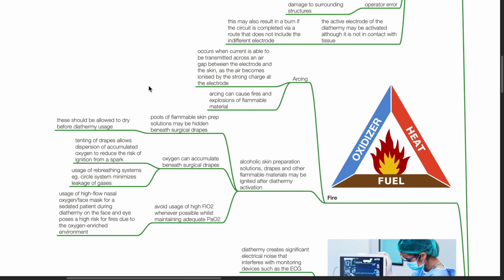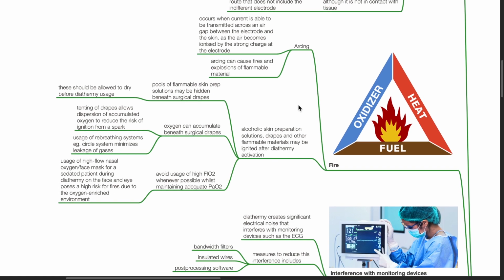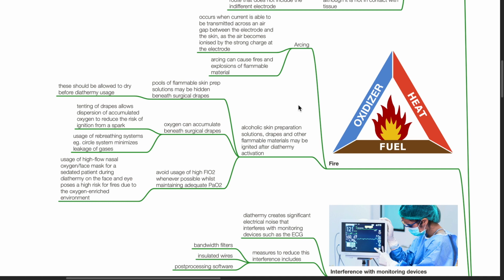Fire. Arcing occurs when current is able to be transmitted across an air gap between the electrode and the skin as the air becomes ionized by the strong charge at the electrode. Arcing can cause fires and explosions of flammable materials. Alcoholic skin preparation solutions, drips, and other flammable materials may be ignited after diathermy activation. Pools of flammable skin prep solutions may be hidden beneath surgical drapes. Skin prep solutions should be allowed to dry before diathermy usage.